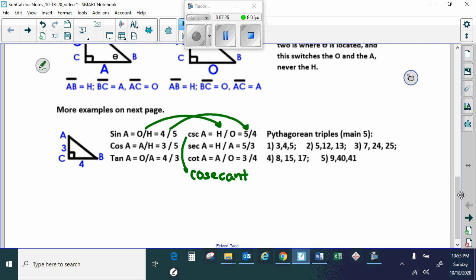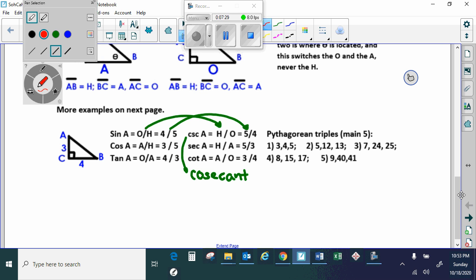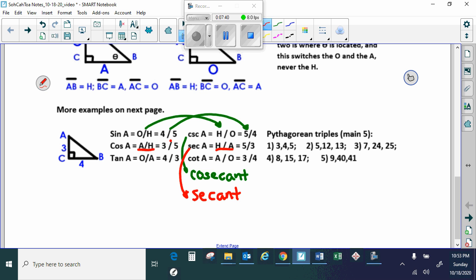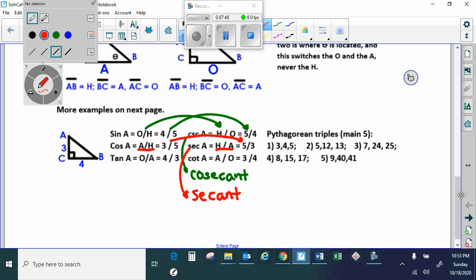Okay, the next one we have is the reciprocal of cosine. The reciprocal of cosine is called secant. And so the reciprocal of A over H would be H over A. So the reciprocal of 3/5 becomes 5/3. And lastly, our last reciprocal is cotangent. Let's bring in a different color here. Blue, we have it. Cotangent.